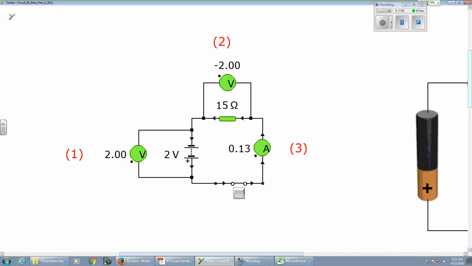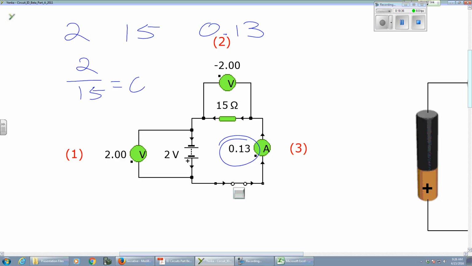Bigger question, how do we get that 0.13? Well, let's see, we've got a couple of numbers here. We have the number 2, we have the number 15, and we have the number 0.13. Is there any way to relate those 3 numbers together? Like, let's see, 2 times 15. Is that 0.13? No. 2 divided by 15? 2 over 15 equals 0.13.